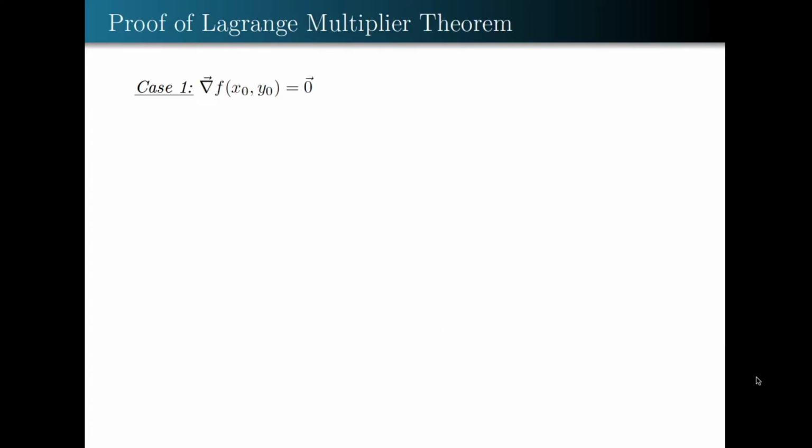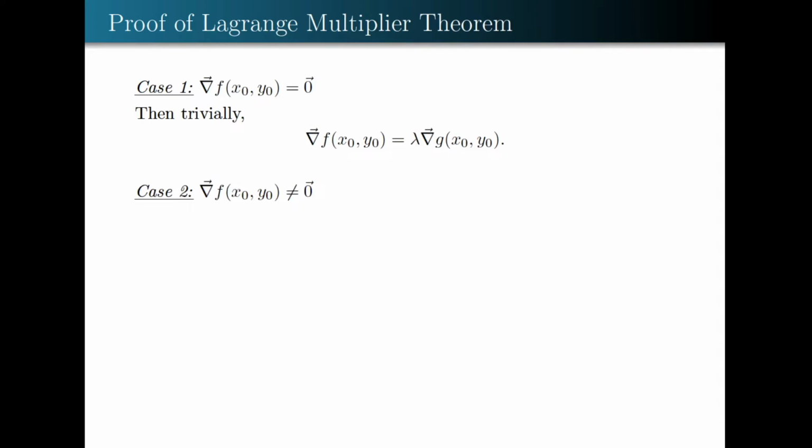First, let us consider the case where the gradient of f at that point x0, y0 is the zero vector. We want to show that the gradient of f is equal to a particular constant times the gradient of g at x0, y0. But this is satisfied trivially because we can just take lambda to be 0.